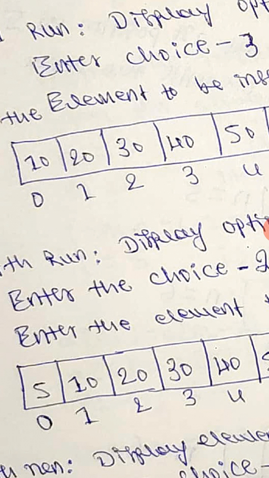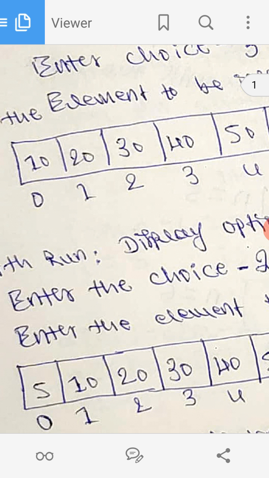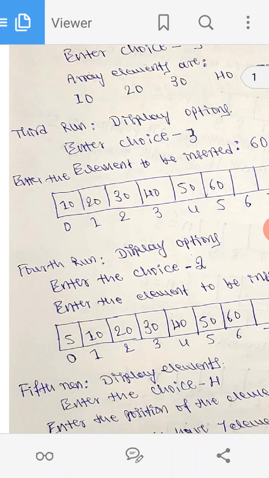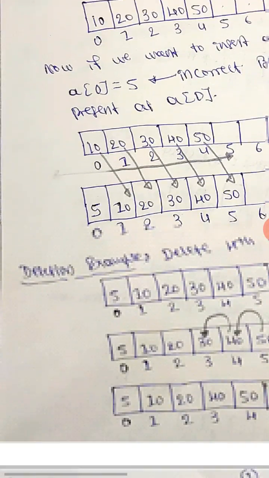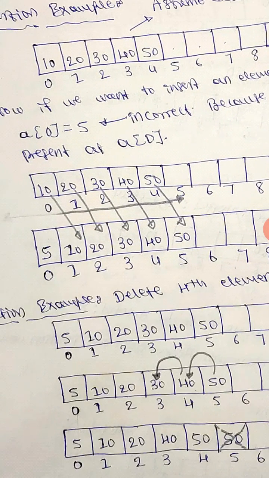If I say directly array of position equal to element, and now my latest element is 5, this 5 can be stored in the 0th position, but if we do so, it will overwrite the value of 10 by 5. Hence, I cannot perform array of 0 equal to the element. So, what is the solution for performing this? To do so, let us see here.